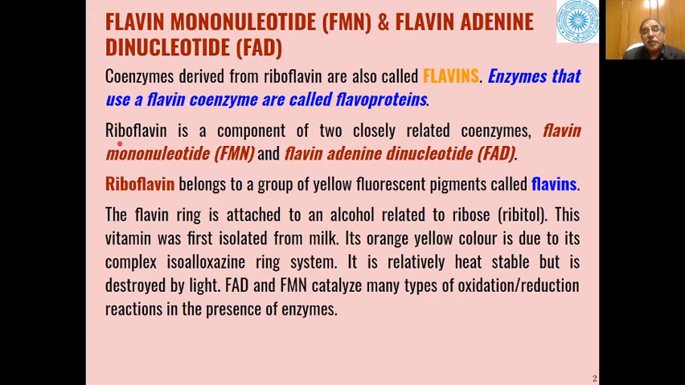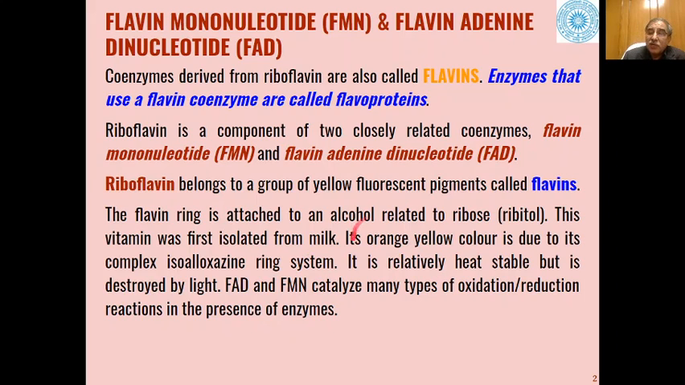Then the vitamin riboflavin is a component of two closely related coenzymes, that is FMN and FAD, which catalyze many types of biosynthetic reactions, and this belongs to a group of yellow fluorescent pigments which are called flavins, as I have already told you. The flavin ring is attached to an alcohol related to ribose, which is ribitol, and this was first isolated from milk.